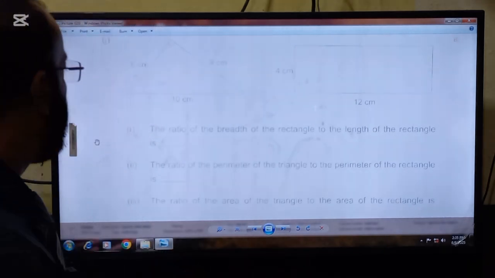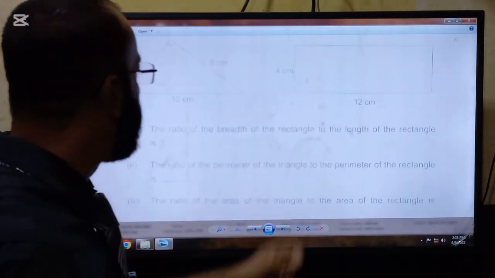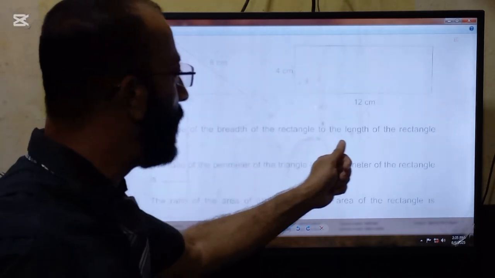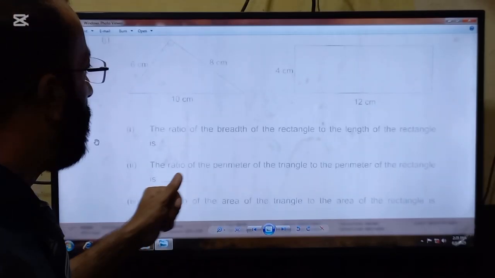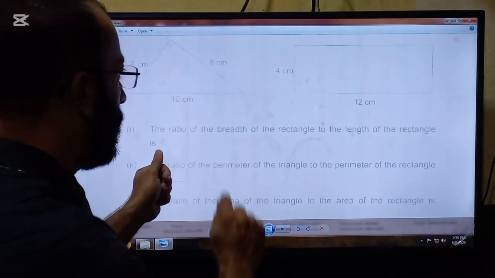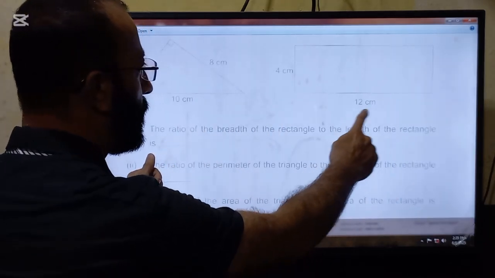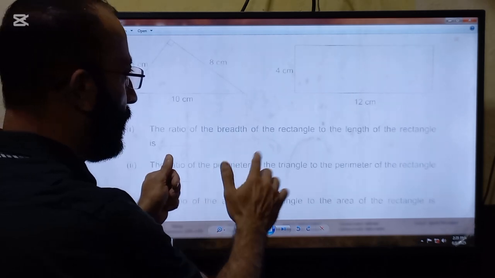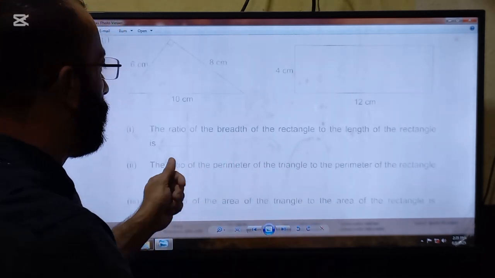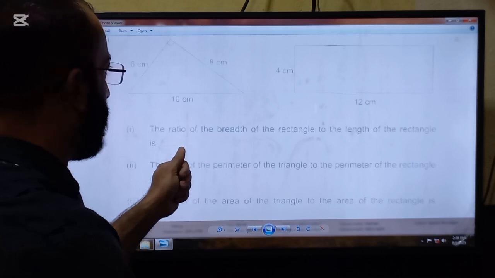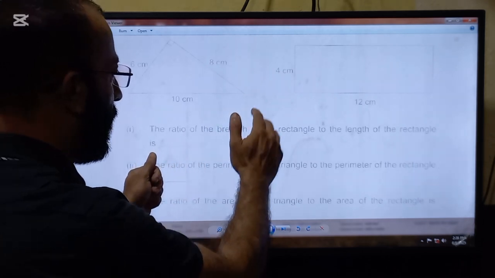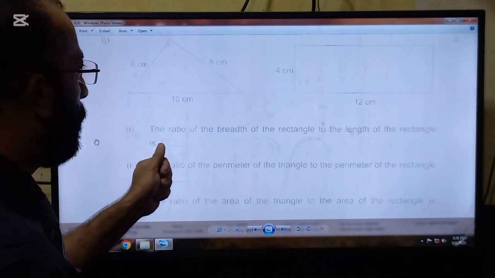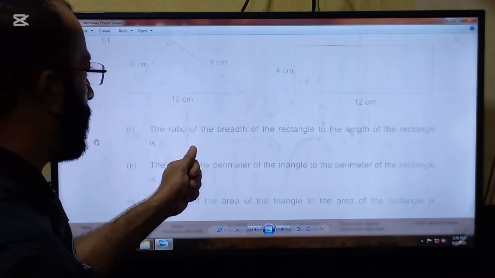Here is another question. A triangle and a rectangle are given. The requirement is to find the ratio of the breadth of the rectangle to the length of the rectangle. Okay, the breadth of the rectangle is 4, ratio length of the rectangle is 12. So 4 ratio 12 will be the answer. And you will simplify the values. So 2 2s are 4 and 2 6s are 12. And then 2 1s are 2 and 2 3s are 6. So 1 ratio 3 will be the answer.